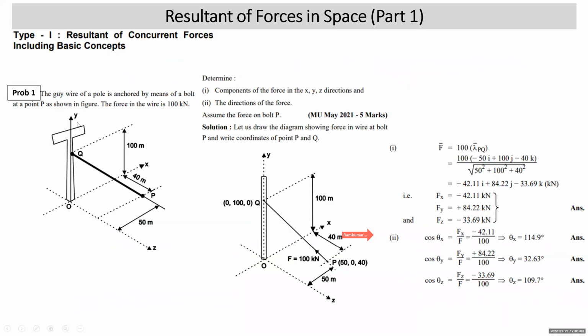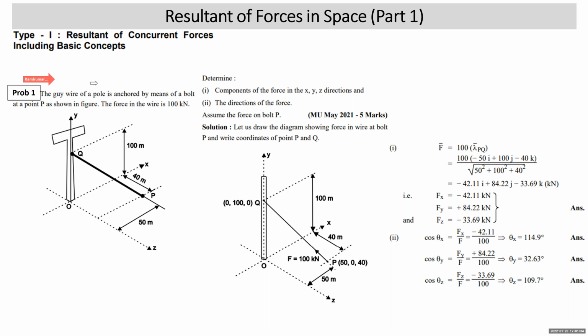So with this, students, we are ready to start with the problems. Initially we'll have some problems on the basic concepts: how to write the force in vectorial form, how to find the moment of the force about a point, then about a line. Then we'll come to the problems of resultant of concurrent force system. As you can see, the heading itself shows the same: resultant of concurrent forces, including basic concepts. So initially we will discuss the problems which are based on fundamentals.